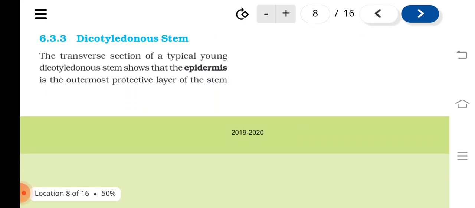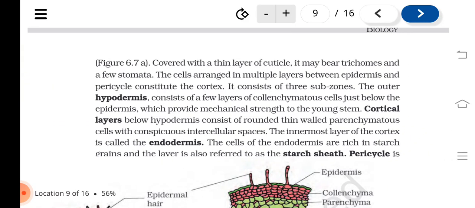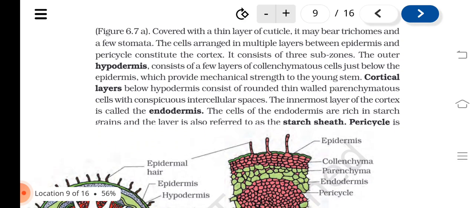Dicotyledonous stem. The transverse section of a typical young dicotyledonous stem shows that the epidermis is the outermost protective layer of the stem. Figure 6.7a. Covered with a thin layer of cuticle, it may bear trichomes and a few stomata. The cells arranged in multiple layers between epidermis and pericycle constitute the cortex. It consists of 3 subzones.